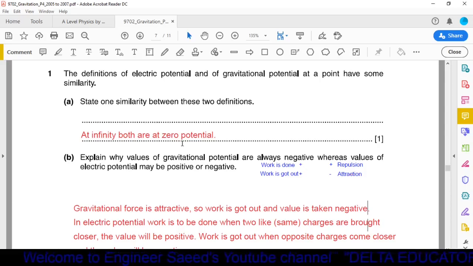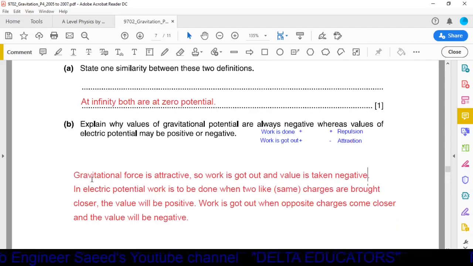If we are considering electric potential in between two same charges, then it will be repulsive and it will be taken positive. And if we are considering electric potential in between two opposite charges, then it will be attractive and it will be considered negative. So what is the answer?